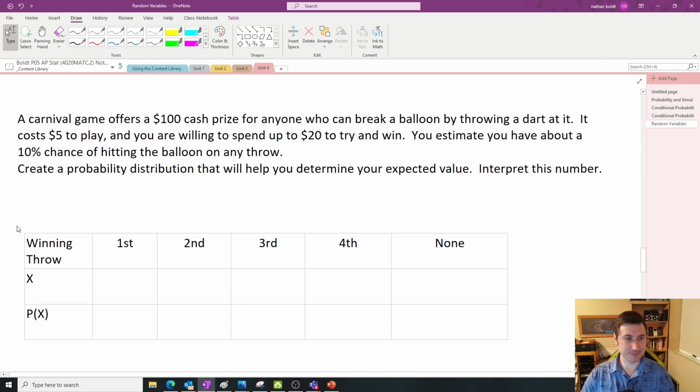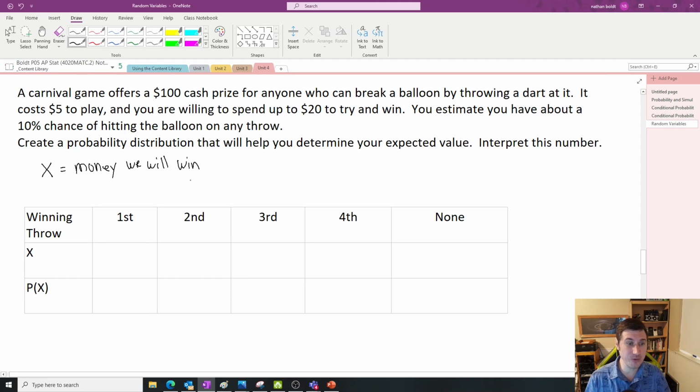All right, so we think we have a 10% chance of hitting the balloon. Create a probability distribution. So, first define the random variable x. What is x going to represent? So what do we really care about here? We care about how much money we will win. So that's going to be our random variable. So how much money will we win?